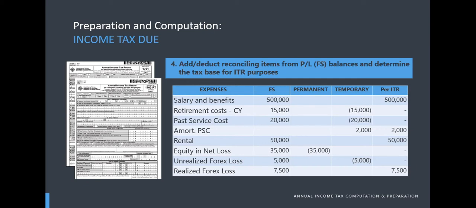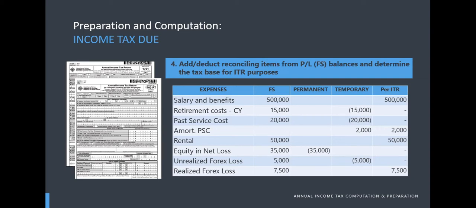Retirement costs. This retirement cost represents the actual payment of retirement, the retirement pay. This is assuming that the company has a reasonable private plan. So in this case, the actual retirement cost for the year must be considered as a temporary difference.